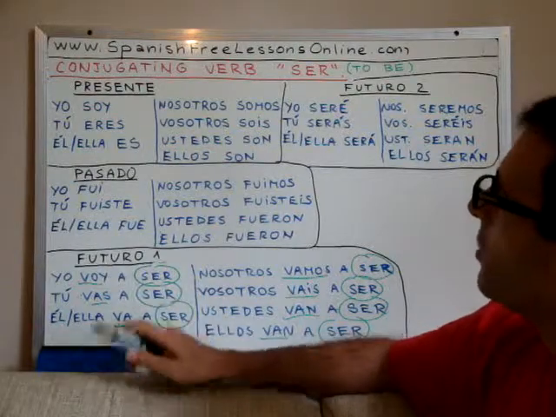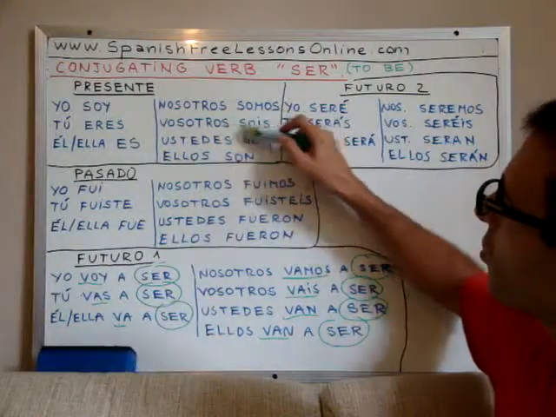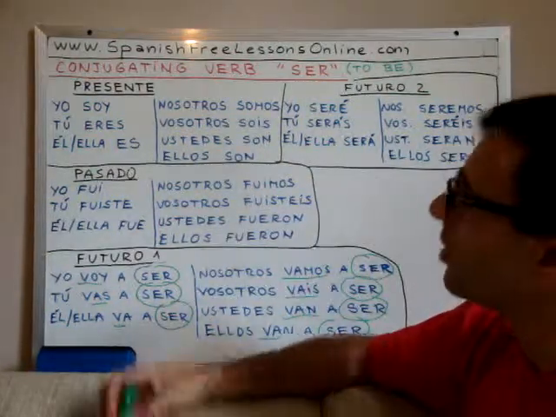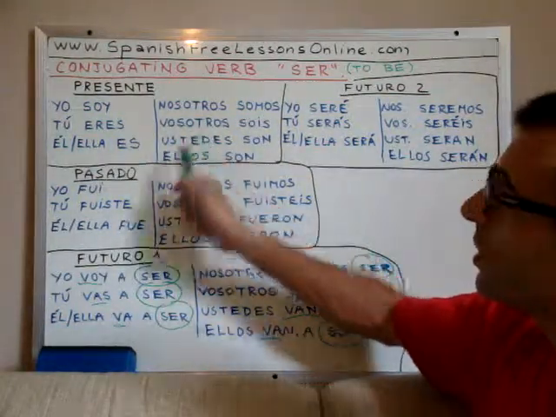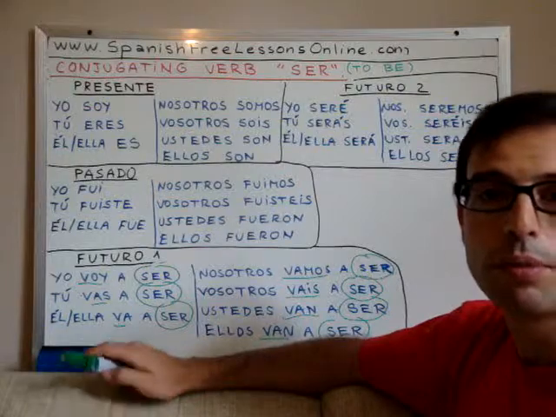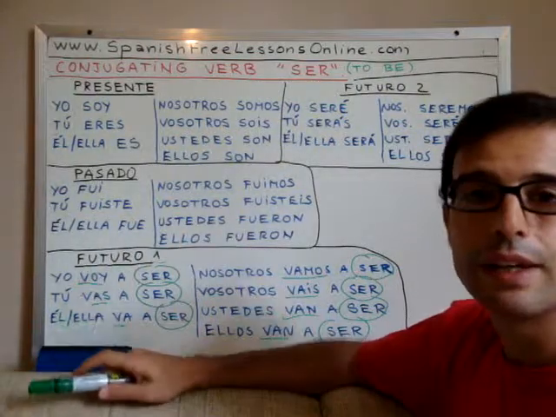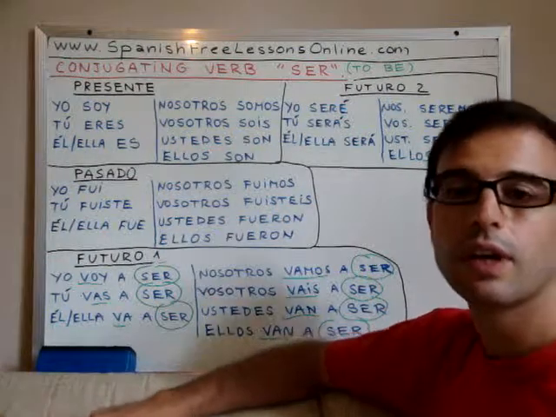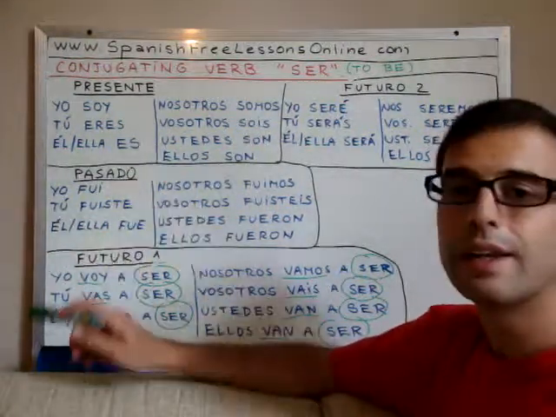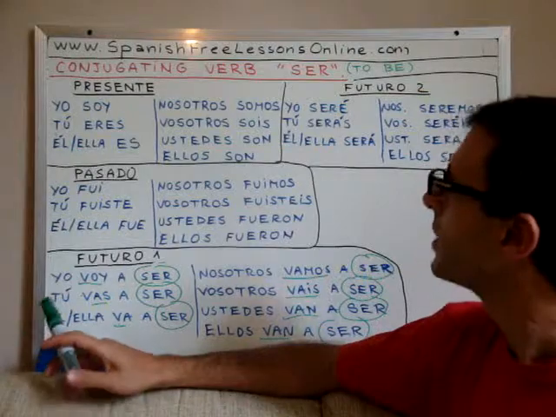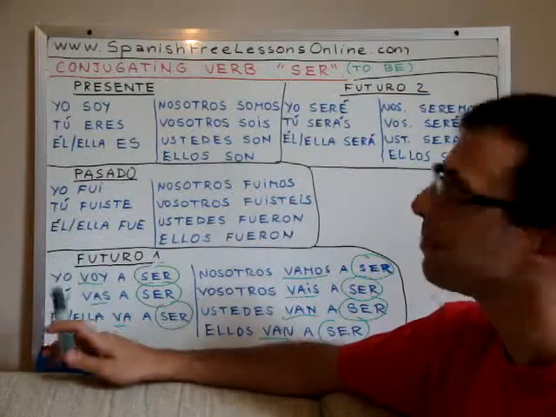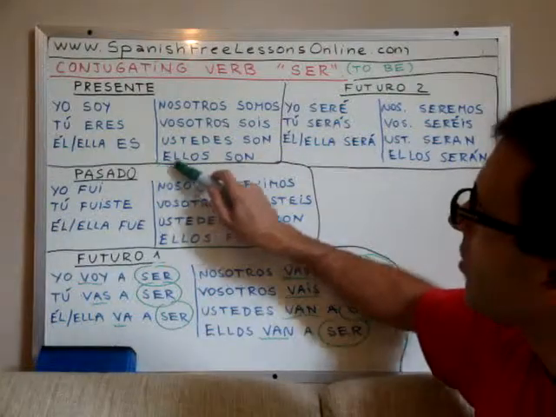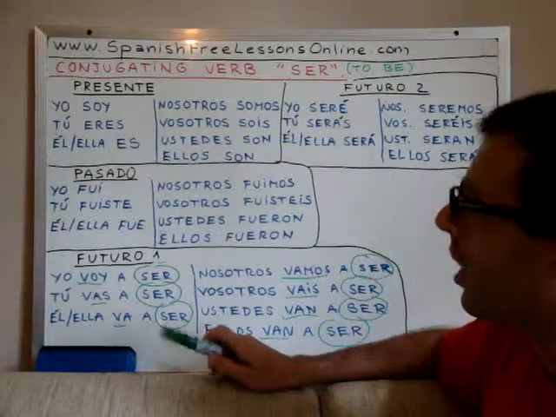And again, I will remind you, vosotros sois and ustedes son are synonyms, only that vosotros is the form used in Spain, and ustedes is what is used in Latin America, okay? And both are correct. And ellos son, for they are.